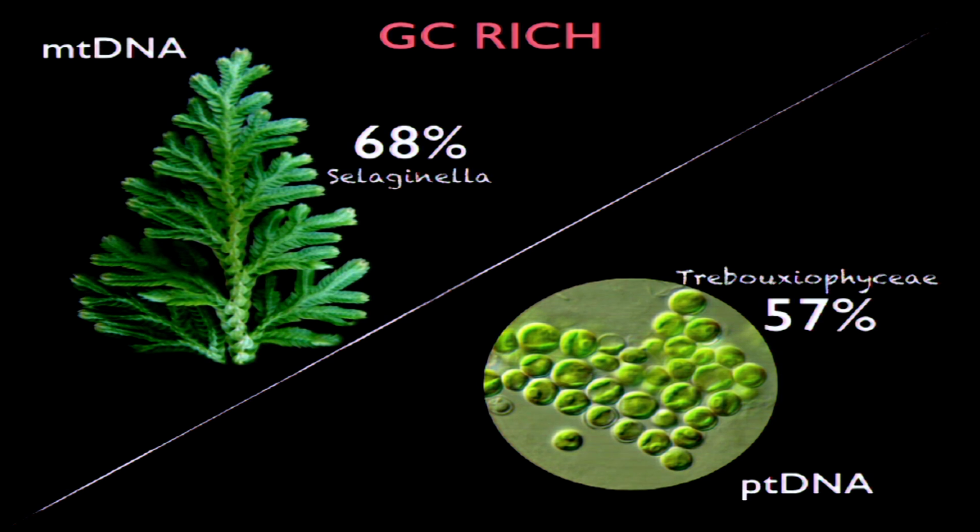The highest GC content that's ever been recorded in an organelle comes from the mitochondrial DNA of this seedless vascular plant, Selaginella. Its GC content is significantly higher than the record for plastids, which comes from this Trebouxiophyte down here. And interestingly enough, this is super cool. All species with GC-rich plastid DNA also have GC-rich mitochondrial DNA. They always occur together, but the reverse is not true. You can find GC-rich mitochondrial genomes alongside AT-rich plastid genomes.